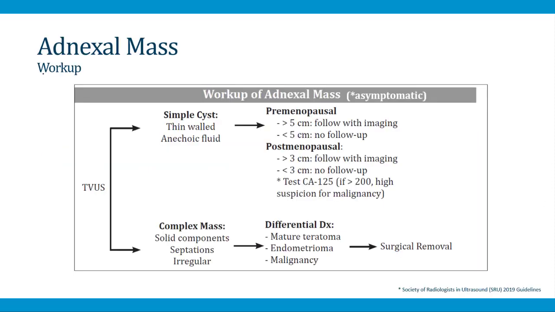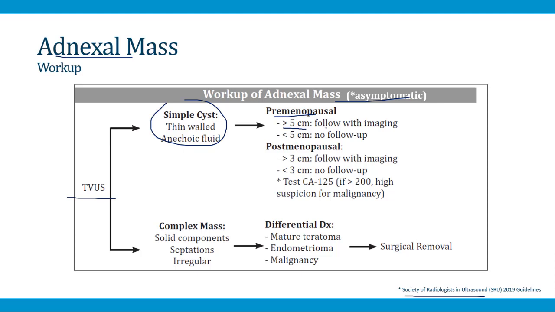And so here's a table of the workup of an adnexal mass from the White Coat Companion. This is based on the Society of Radiologists and Ultrasound Guidelines from 2019. Like I said before, if cysts are symptomatic, they're almost always followed for resolution, but if a cyst is asymptomatic, then you can follow the algorithm on this slide. So you begin with a transvaginal pelvic ultrasound. If the cyst is simple and the woman is premenopausal, 5 centimeters is the magic number.